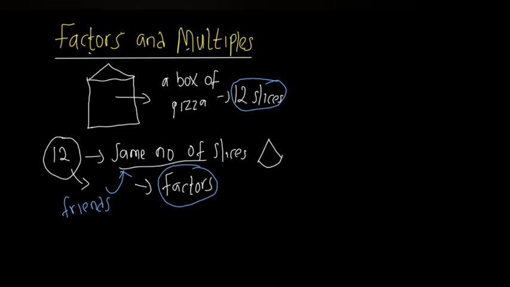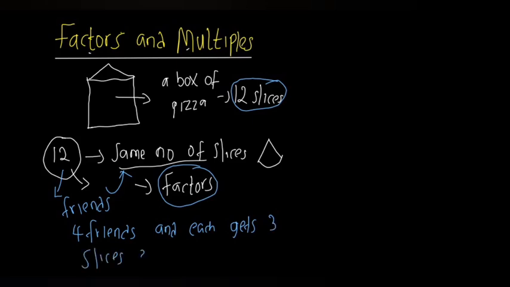For example, it is possible for me to share these 12 slices of pizza with 4 friends, and each of them gets 3 slices each. So that basically means that 4 is a factor of 12. I don't know if we really understand the aspect.